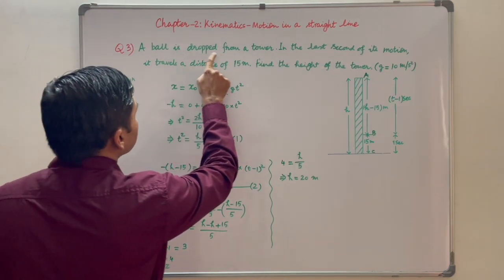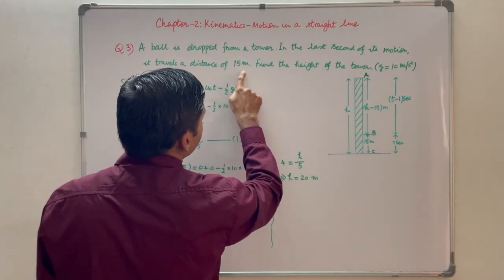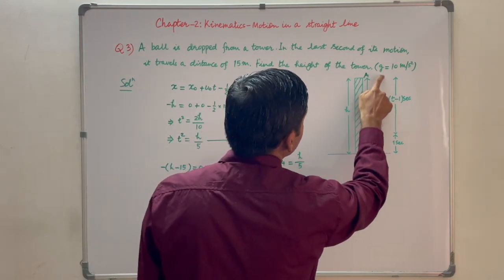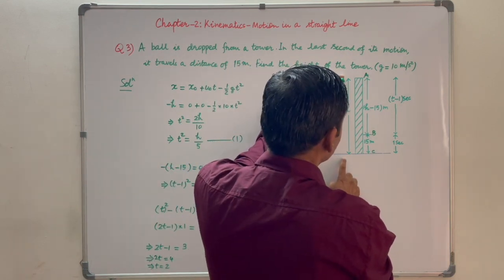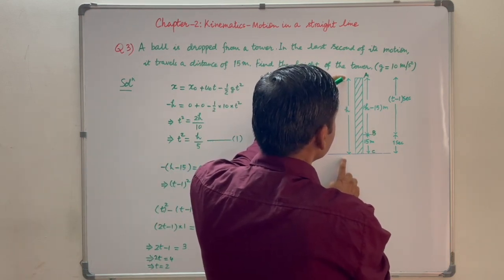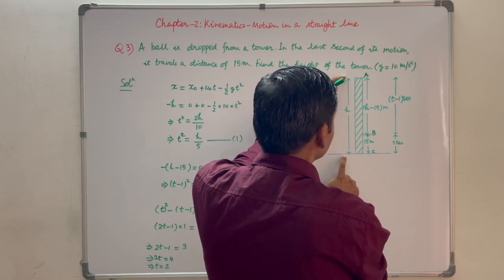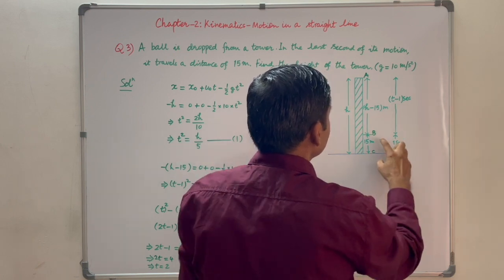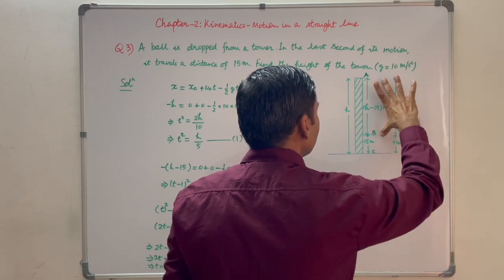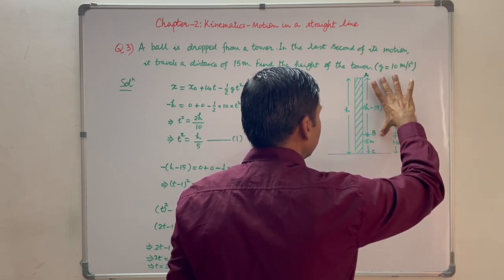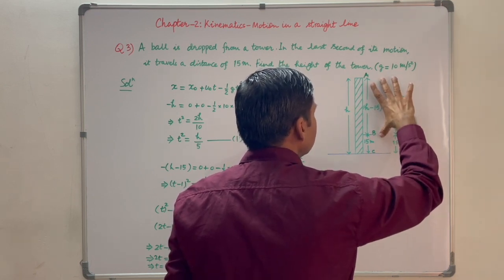Third question, a ball is dropped from a tower. In the last second of its motion, it travels a distance of 15 meters. Find the height of the tower given g is equal to 10 meters per second square. Suppose AC is the tower. Its height is h. It takes t seconds for the ball to start from A and reach at C. So total journey time is t seconds. It is given that in last 1 second it travels 15 meter, means length of section AB is h − 15, and it takes t − 1 second to travel the distance AB.